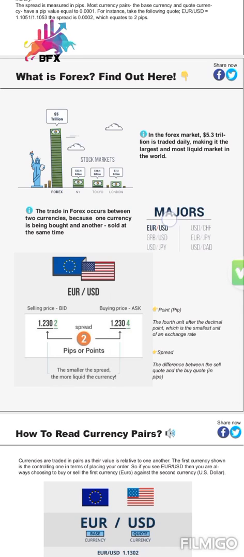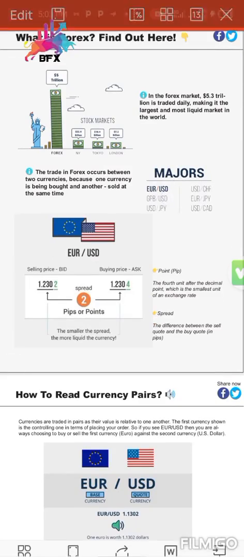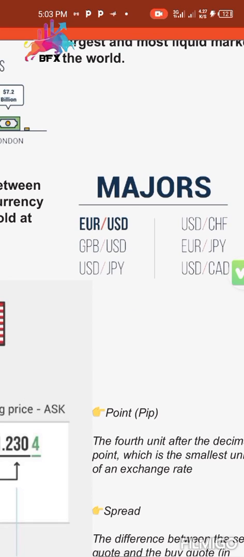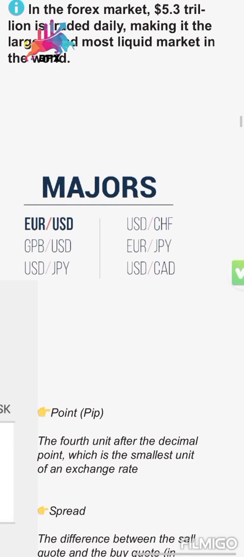All right, first of all, I want you to understand the idea of currency pairs. Let's take these major pairs for instance. We have EUR/USD. You can see it here: EUR/USD, GBP/USD. We have USD/CHF, USD/JPY. These are the major pairs.